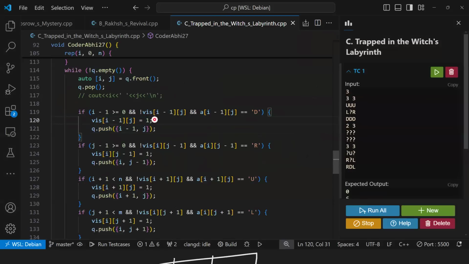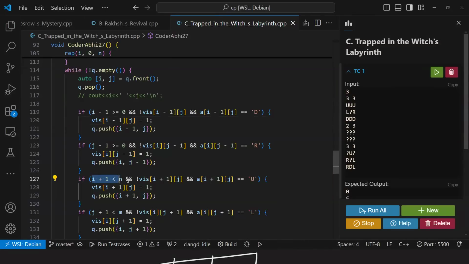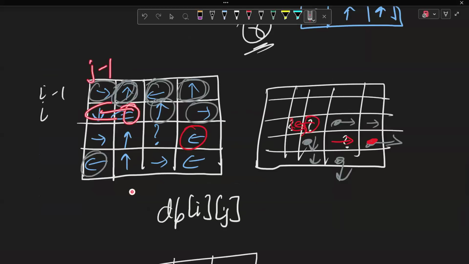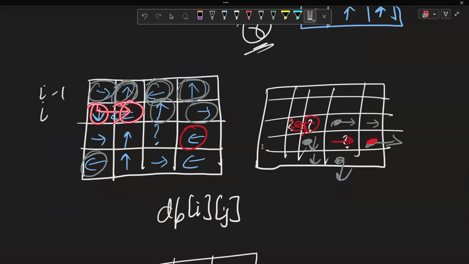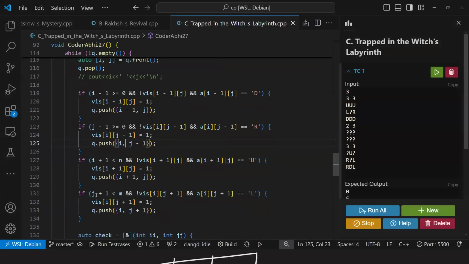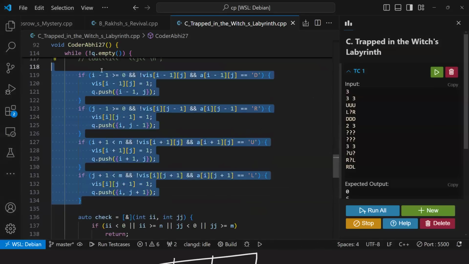Same way, that was for the cell just above. For the cell just below, we would check i plus 1, j. If it is not visited and it is pointing up, then I push it and mark it visited. For the cell just left of it, it would be i, j minus 1, with j minus 1 greater than or equal to 0, not visited, and pointing to the right. Then I mark it visited and push it into the queue. And same way, j plus 1, the cell just to the right, if that is pointing left, then I mark it visited and push it into the queue. So this first thing is done.